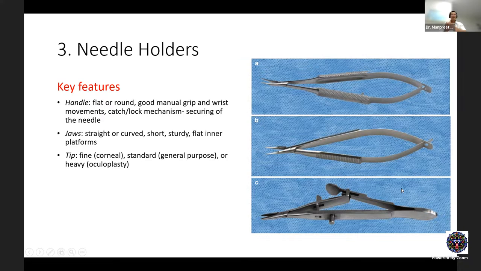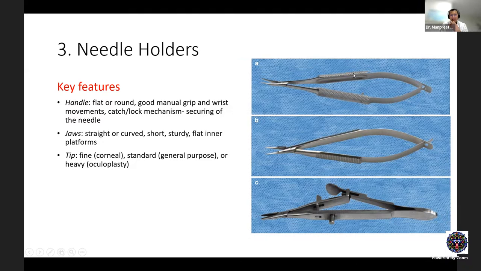So the other very popular instrument over the trolley is the needle holder. We have opened up anything and we need to close by holding the needle in the needle holder. So what are the key features of a needle holder? It has got a handle again. Needle holders that we use generally have this leaf type of retaining system.